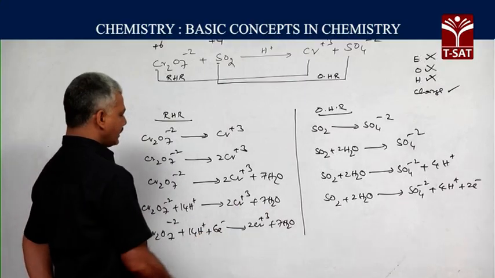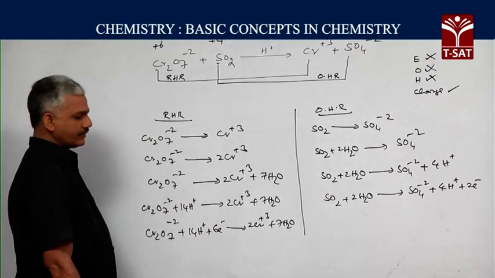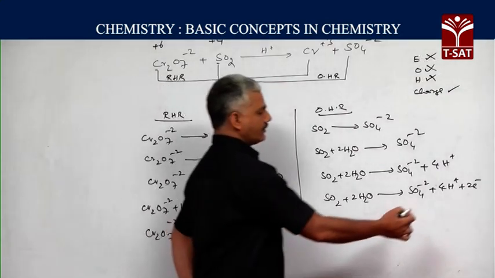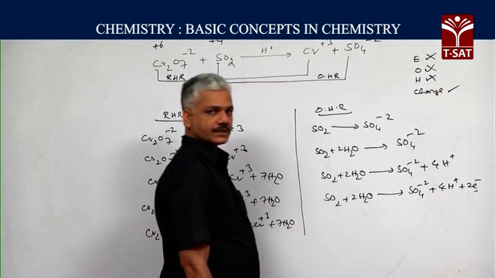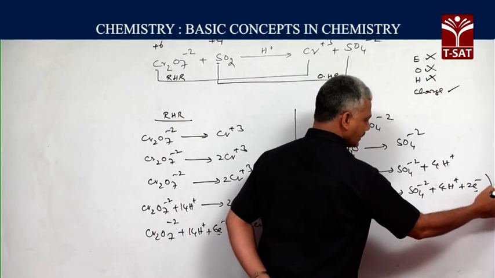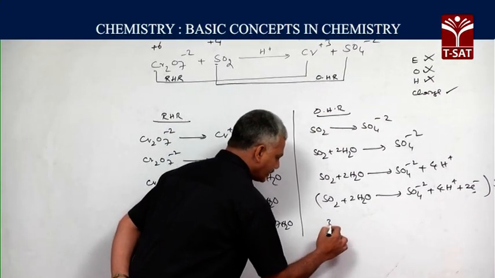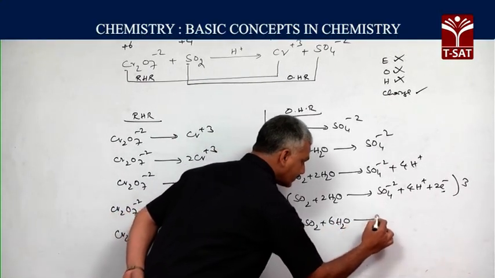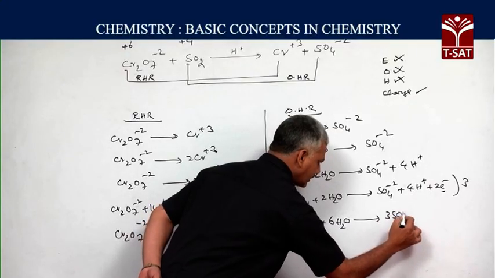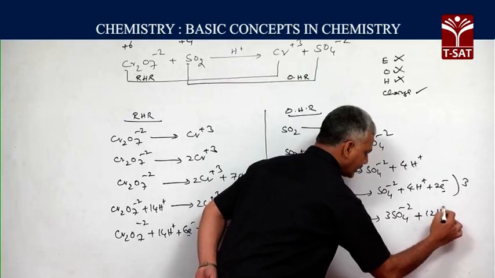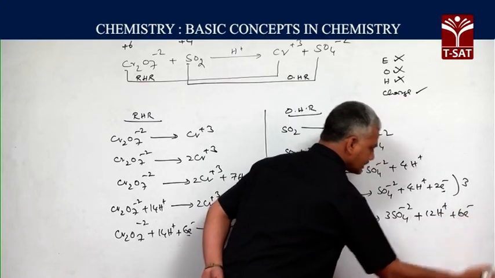Now, we have to add the 2 half reactions. Before adding, the number of electrons should be made equal in both the half reactions. For that purpose, multiply this entire equation with 3. It comes out to 3SO2 plus 6H2O gives 3SO4 2- plus 12H+ plus 6 electrons.